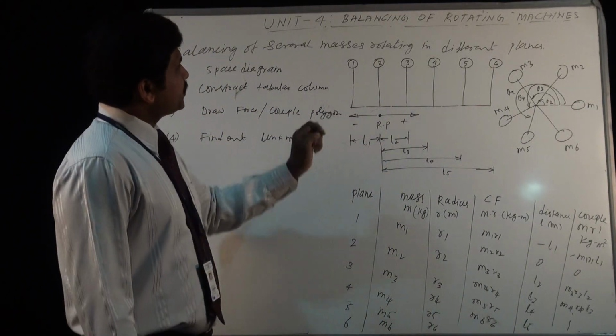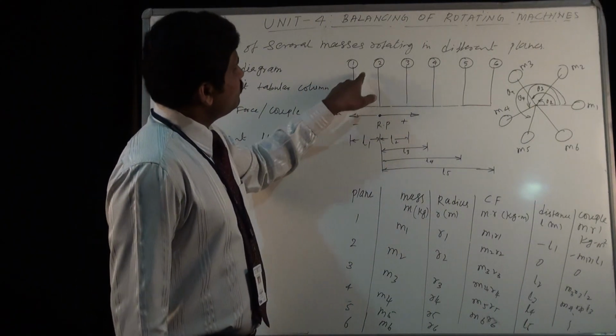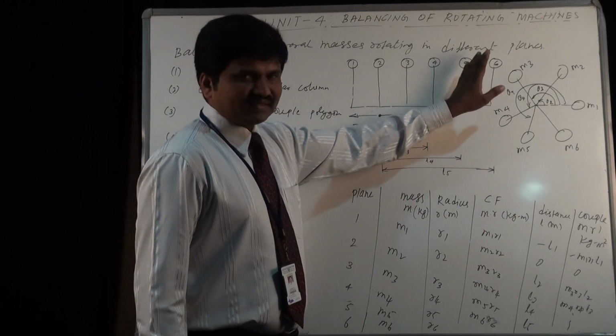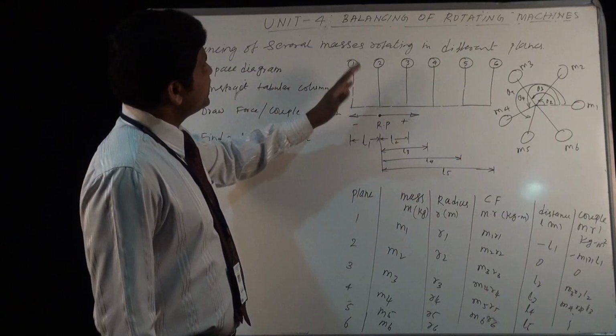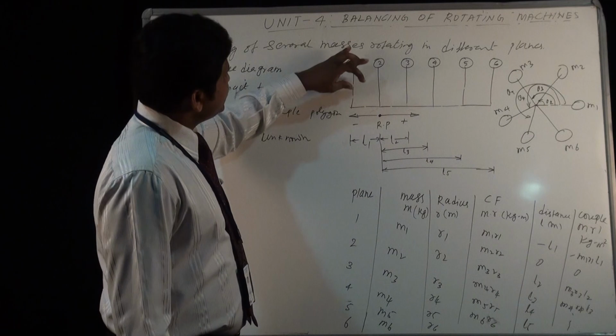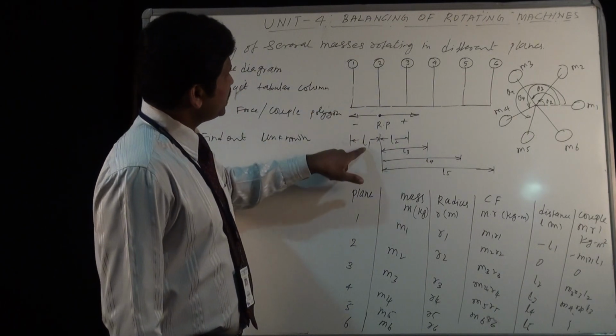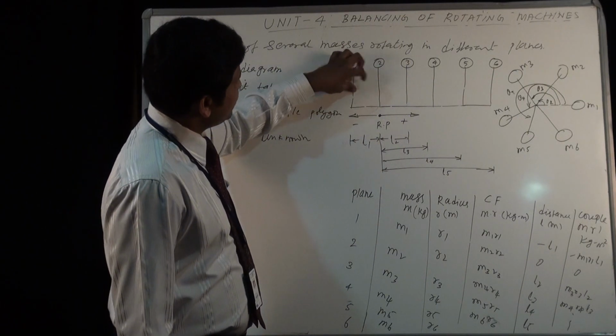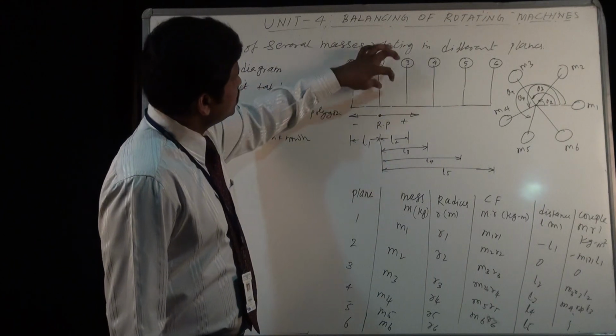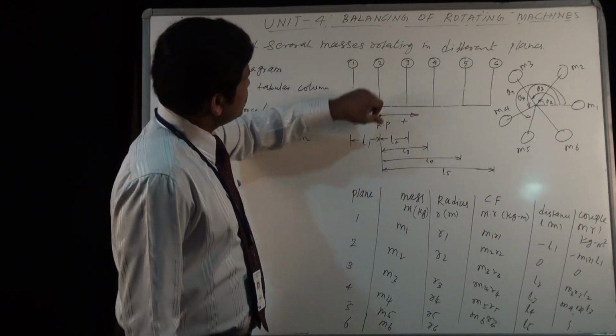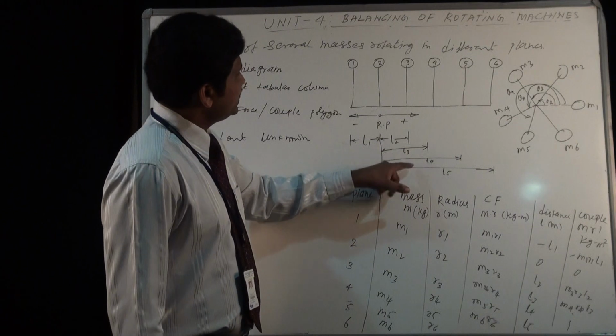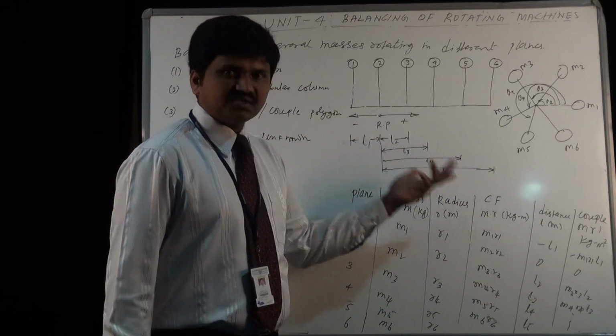So if you assume so, M1, 2, 3, 4, 5 and 6, six different masses are rotating in six different planes. And the distance between these planes are known. So L1 is known, the distance between plane 1 and plane 2 is L1, 3 and 4 is L2, 1 and 4 is L3 and so on. So the distance between the planes is known.